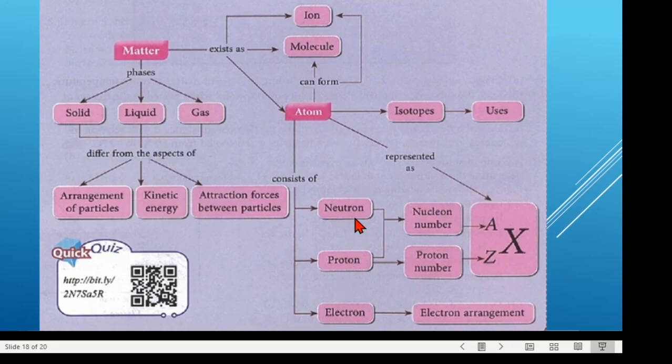Neutron plus proton equals the nucleon number. The proton is the same as the proton number, and this is the representation of the element of the atom. This one is the symbol. This one is the nucleon number. This one is the proton number. Remember, and then the electron arrangement, remember, the atomic structure, remember. And atoms also have isotopes. What is an isotope and what are the uses of isotopes? So this is what we have learned in this chapter 2. Okay, so please do the exercises that the teacher has given.